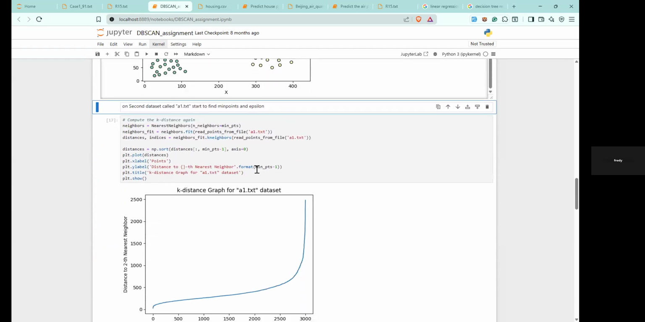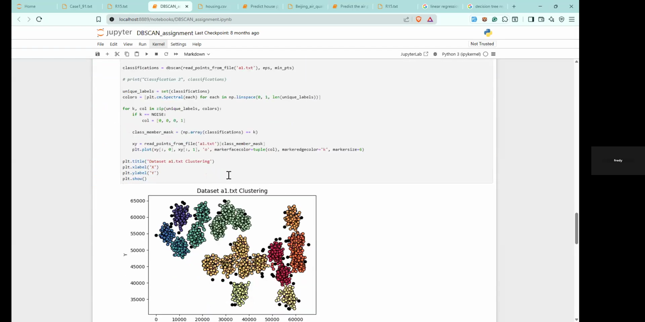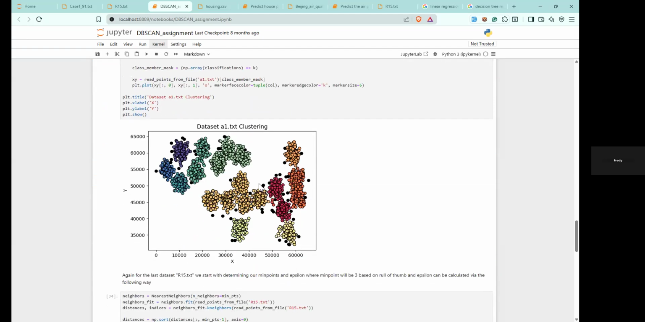This is the same for the next data set, which is A1. So this is also forming different clustering, and from this clustering we can generate a labeled data set. So I think it's enough about DBScan.